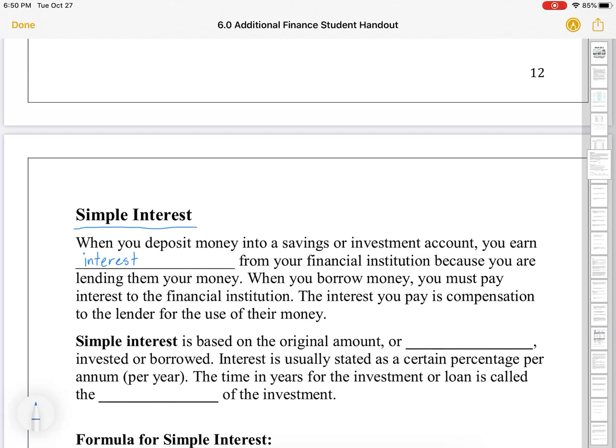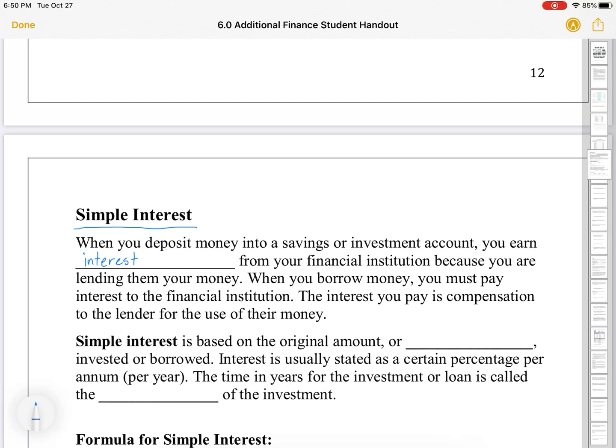Now, when you borrow money, you sometimes also have to pay interest to the financial institution. If they give you a loan, you might have to pay interest. And the amount of interest you pay is compensation for the lender letting you use their money. Okay, so they say that in the world there's no such thing as a free lunch.